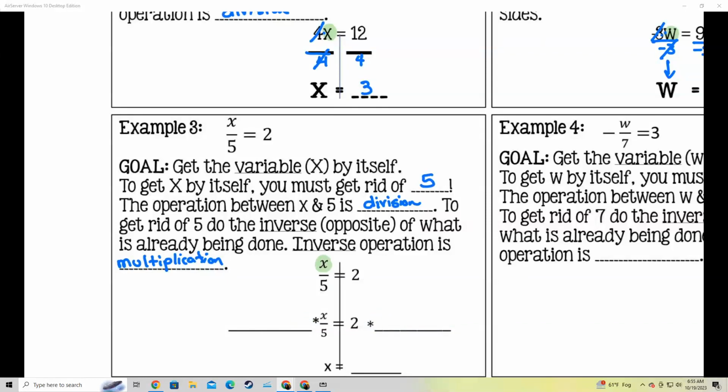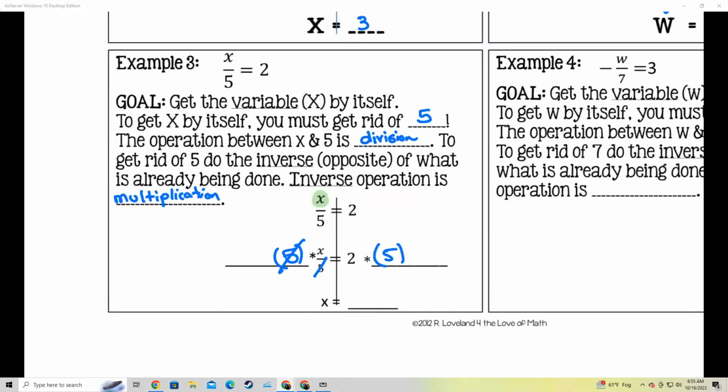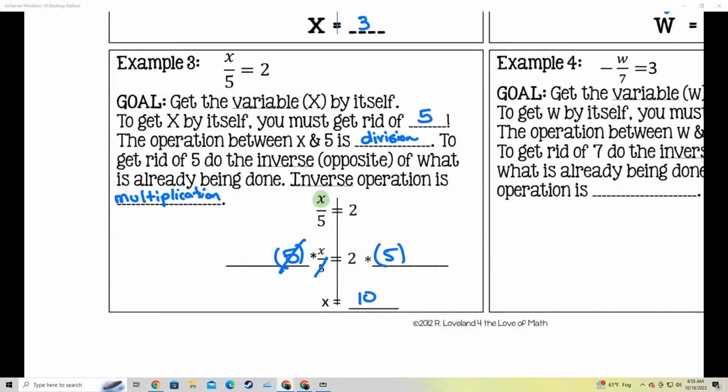I'm trying to get the x by itself. I need to multiply both sides by 5, so I'm going to put times 5 on the left, times 5 on the right. These are going to cancel, and I get x is equal to 10.